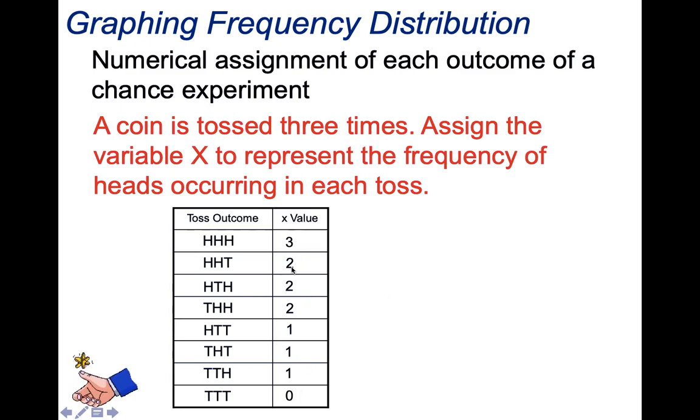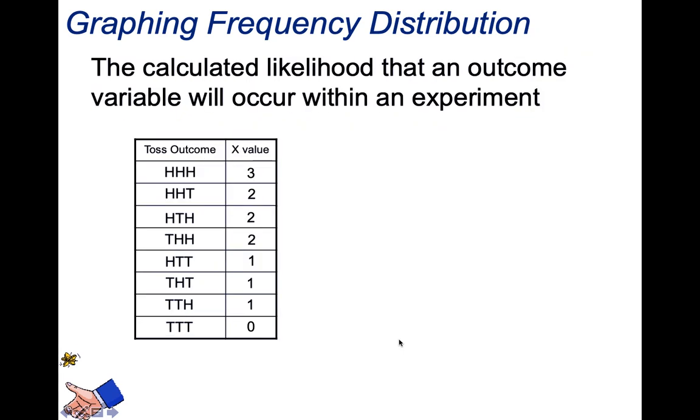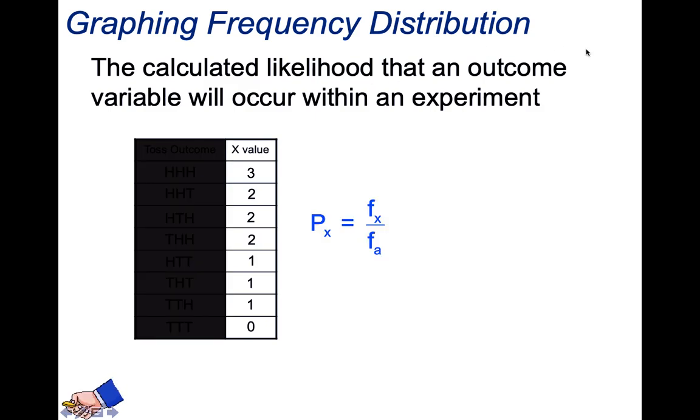So what we're going to be doing then is creating a graph of this data. That's essentially all we're worried about, and this is a frequency distribution graph. So x equals 1 when these 3 scenarios occur, and so we can calculate the likelihood that an outcome variable will occur within an experiment, and this is looking at probability here, right? So what is the probability that we're going to get heads, essentially?